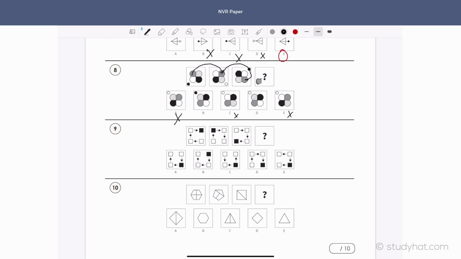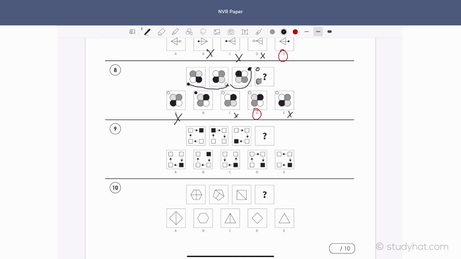Okay. Now what's happening to the circle? The circle is moving anti-clockwise, right? It's moving from here to this corner and then to this corner. So we're going to expect it to move to this corner. And what's happening to its colour? It's changing colour. So it was black the last time, so it should be white this time, which is why it will be answer D.